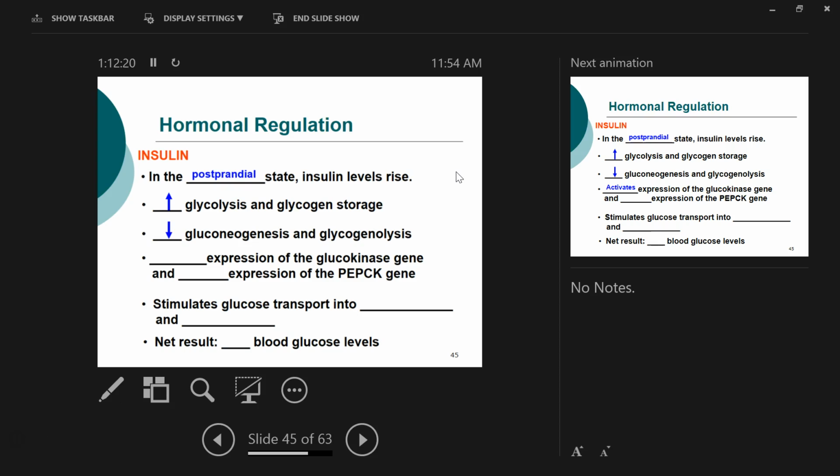And what about the two key enzymes? One is glucokinase. The expression or the activity of glucokinase: increase, right? Glucokinase is the key enzyme in the glycolysis pathway, so insulin increases or activates it. And what about the PEPCK gene?